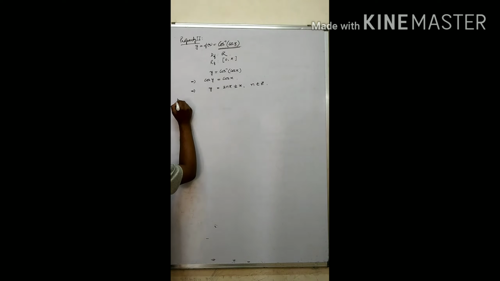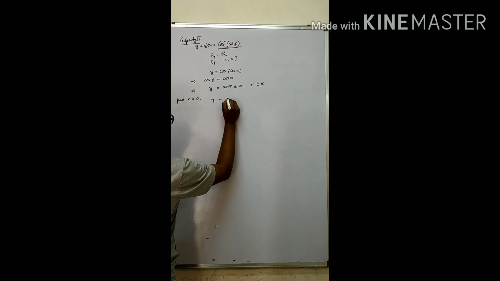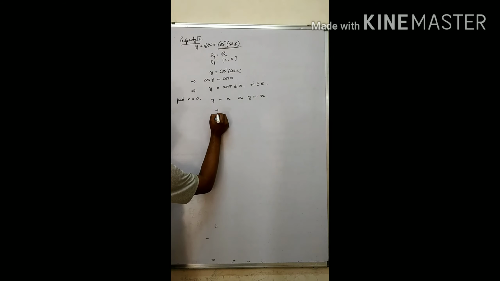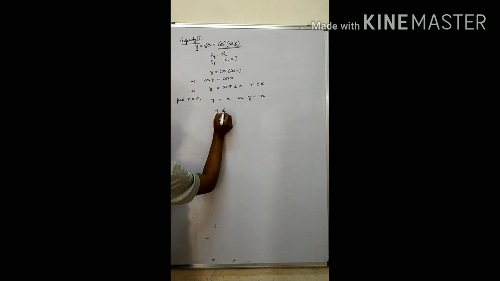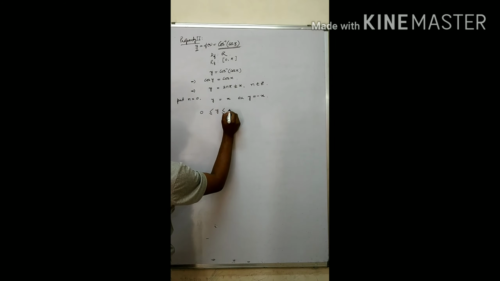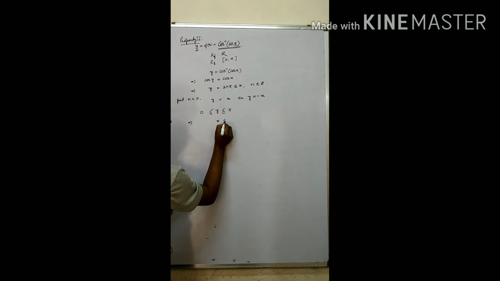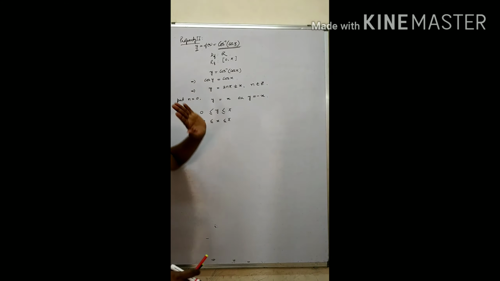Okay. Now put n equal to 0. We'll get y equal to x or y equal to minus x. Now we know that y, which is the range of f, lies between 0 to pi. So for y equal to x, x also will lie between 0 to pi. So when x is lying between 0 to pi, the graph will be y equal to x.